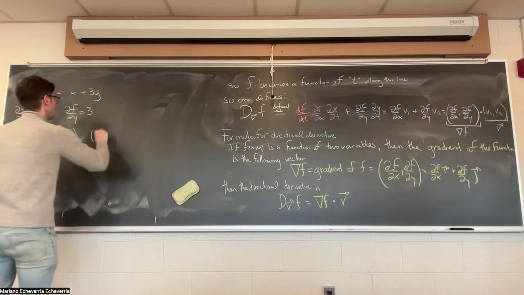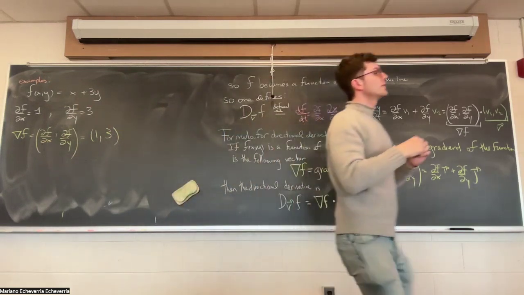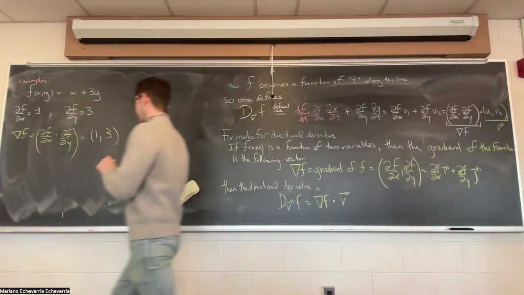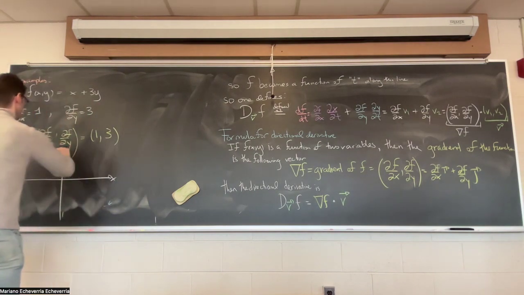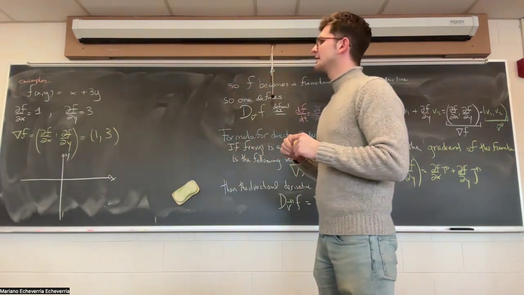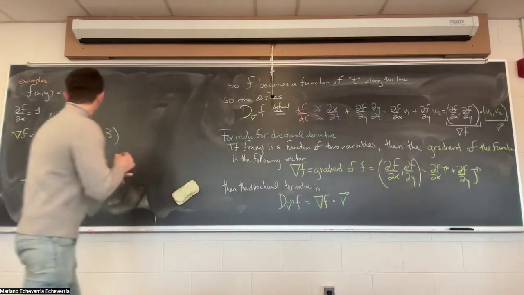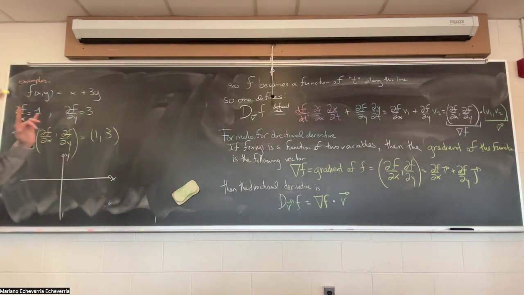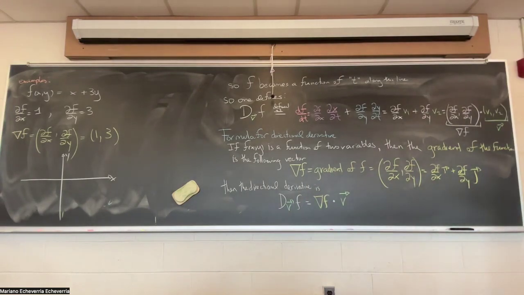So this is 1, 3. And yeah, you see a vector, right? So the vector 1, 3. The way you're going to think about the gradient is that it gives you the vector 1, 3, but something interesting happens here, which is a little bit different from what we were doing before.